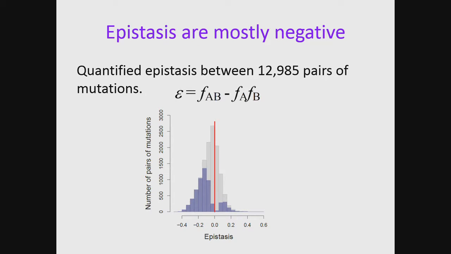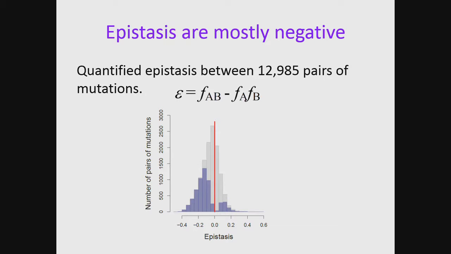So having fitness for both single and double mutants allows us to quantify epistasis. I was able to quantify epistasis between almost 13,000 pairs of mutations. Here I define epistasis as FAB minus FA times FB, where FAB is the fitness for the double mutants, and FA and FB are fitness for the corresponding single mutants.